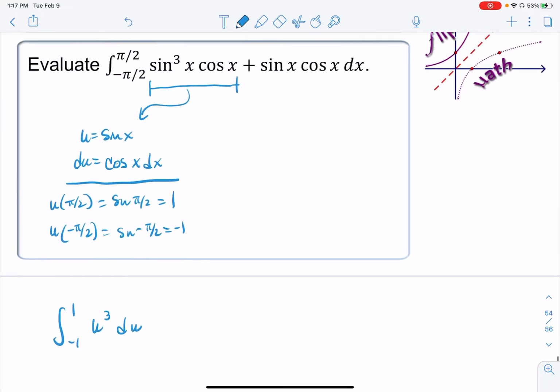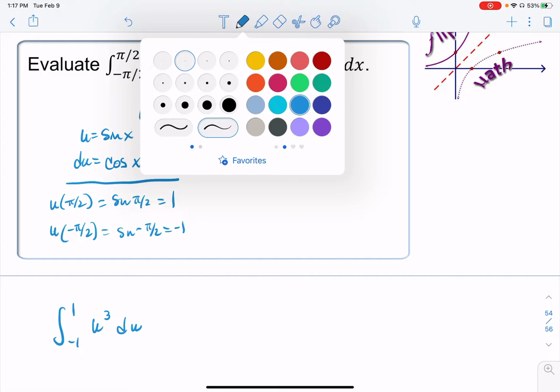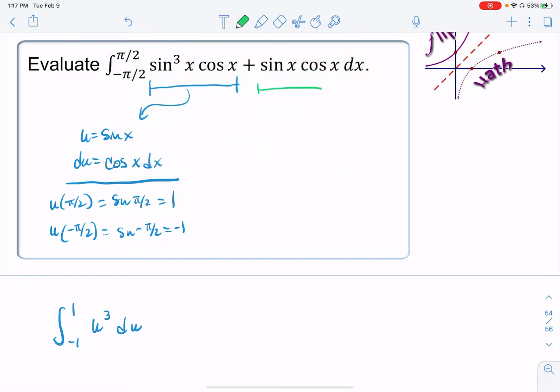All right, and then let's do the same thing for this one. I'll switch colors to green for this one. I'm going to keep this totally consistent here and let our u equal sine x, because du is also equal to cosine x dx. And it looks like we could have done this as just one complete integral instead of breaking it up, because it is the same du and the same u. Which means that our limits of integration also become our new ones.